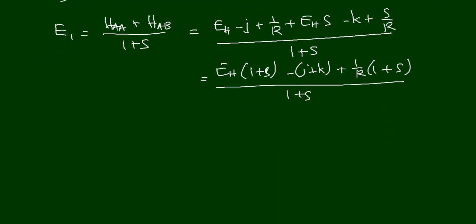And that is equal to EH minus (J plus K) divided by 1 plus S, okay, plus 1 divided by R, because 1 plus S will be cancelled from the first term and the third term. Okay, so E1 is EH minus (J plus K) divided by (1 plus S) plus 1 by R. That is the expression for E1.